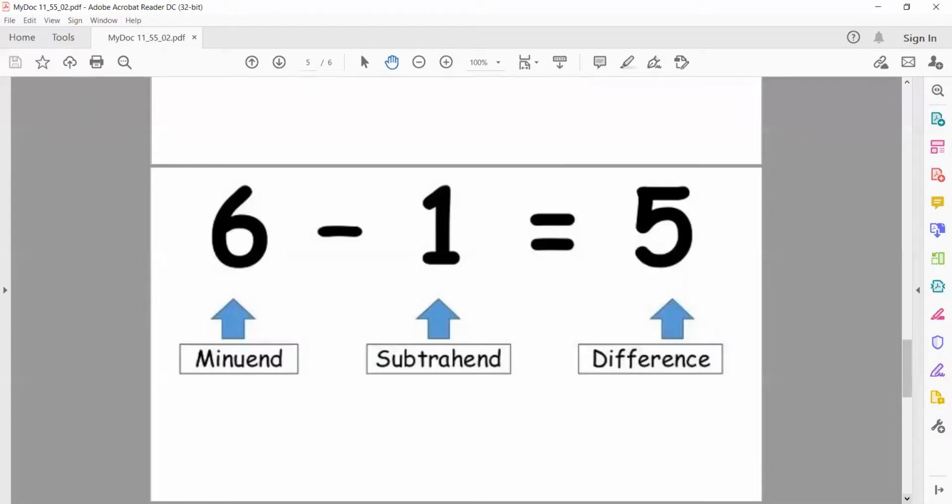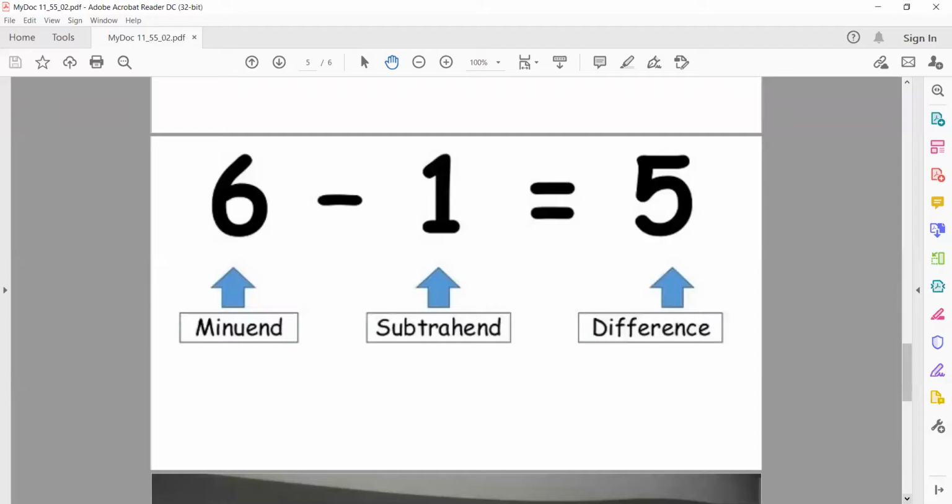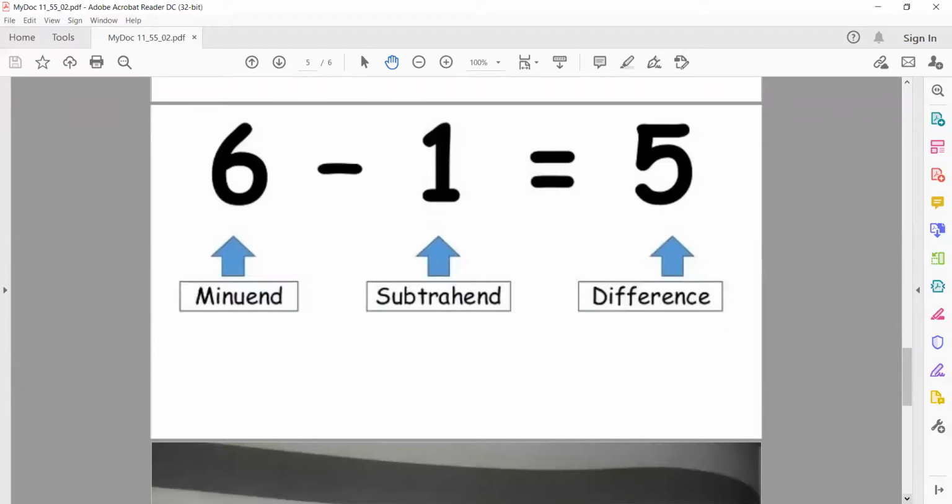The answer of subtraction is called the difference. Clear बच्चे? Note down: the answer of the subtraction is called the difference. Okay बच्चे? Looking at the slide, 6 is called the minuend, 1 is called the subtrahend, and 5 is called the difference. Now we are moving towards the terms used in subtraction: minuend, subtrahend, and difference. Clear?